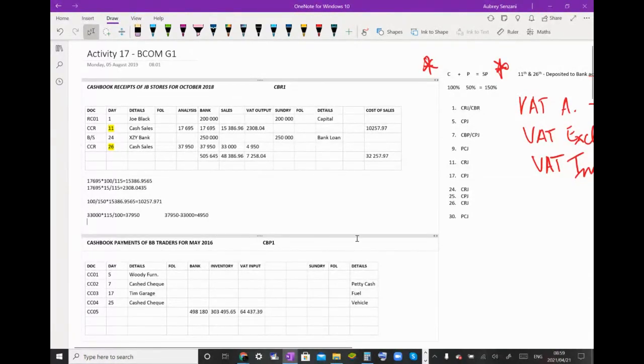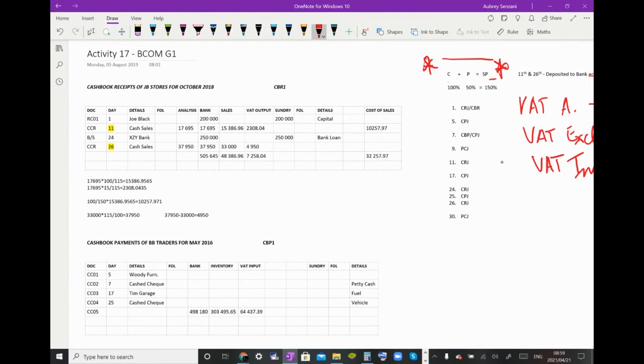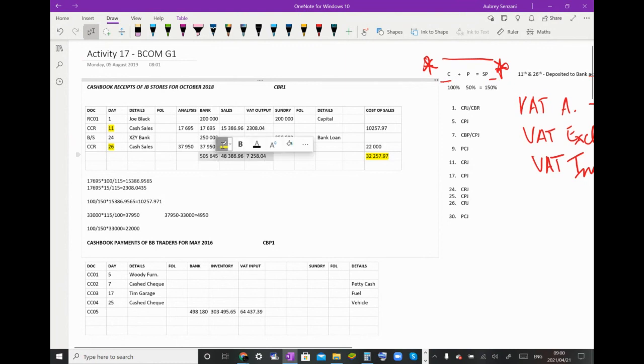Then the last thing that we need to do is obviously calculate the cost of sales. Again, they didn't tell us that the cost of sales has changed, so we'll be using the same model to calculate cost. So what do we say? What we want is 100. What do we have though? It's 150, times 33,000, and we get 22,000. All right, awesome stuff. And then these are the totals. Okay, there you go. So that is your cash receipts journal.